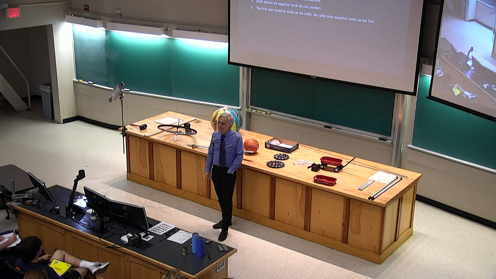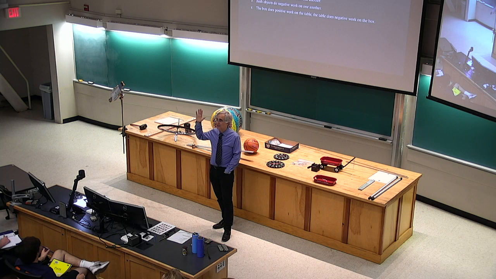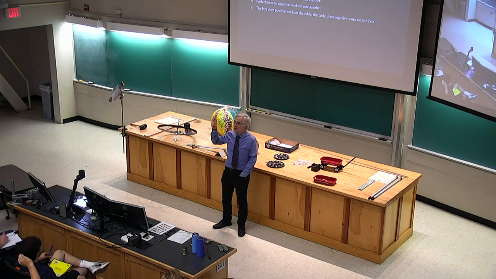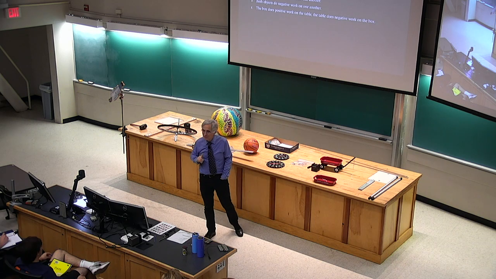All right. Come on back. How many think A, the table does negative work on the box, and that's all there is in the story? How many think B, the box does positive work on the table? How many think C, both objects do positive work on each other? How about D, both objects do negative work on each other? How about E, the box does positive work on the table, and the table does negative work on the box? E is getting the most votes, but let's look at that.